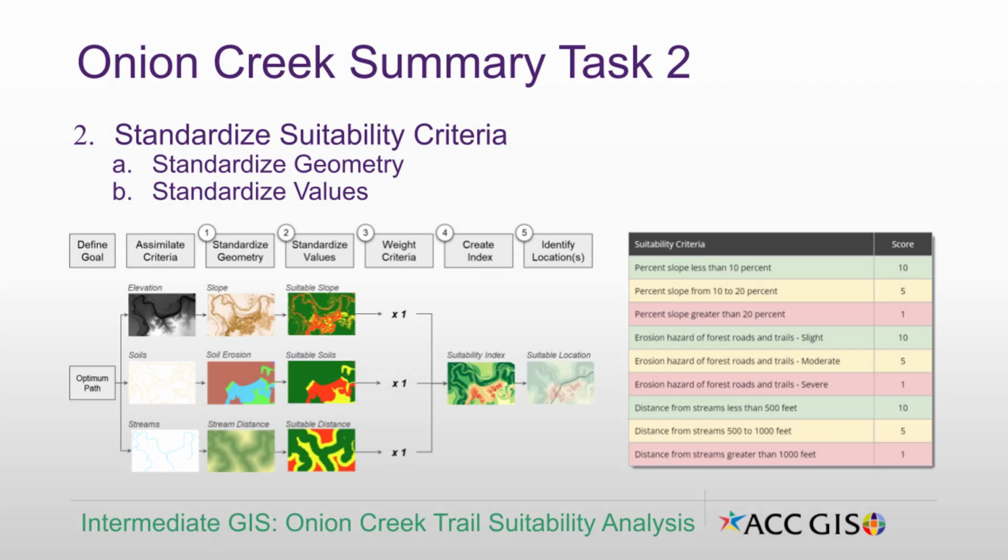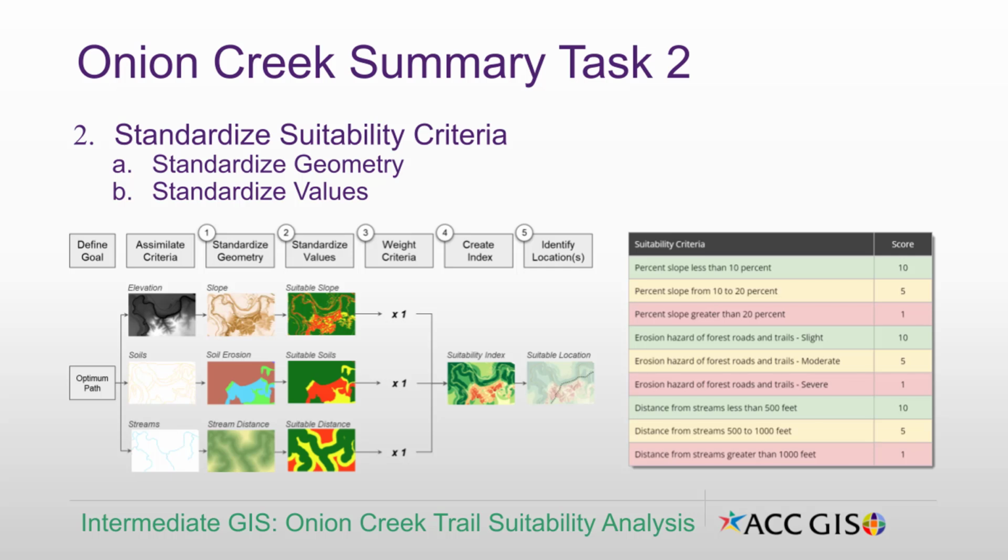Now we'll begin creating our suitability model. In summary task 2, we'll standardize the suitability criteria, which are the first two steps in creating a suitability model. First, we'll standardize the geometry as raster data sets with a 10-foot cell size. And then you'll standardize the values according to the suitability scale provided to you by park planners, where 1 is the least suitable and 10 is the most suitable.